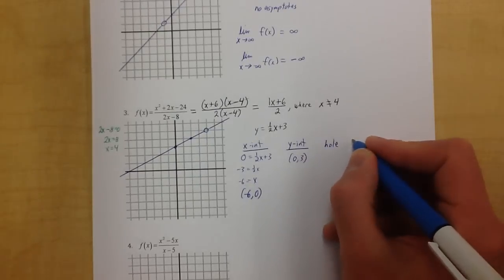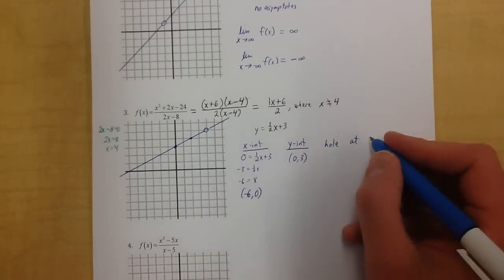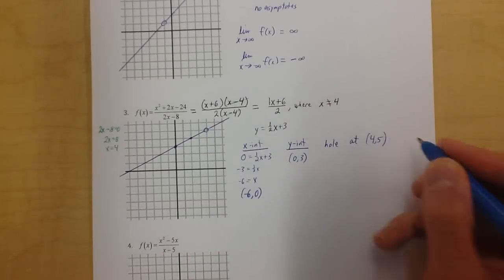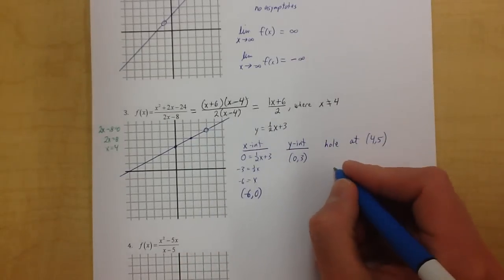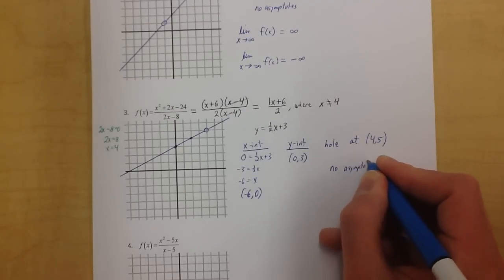All right. There is a hole in my graph. It is at a certain coordinate. It is at 4, 5. There are no asymptotes. You'll know them when you see them. Trust me.